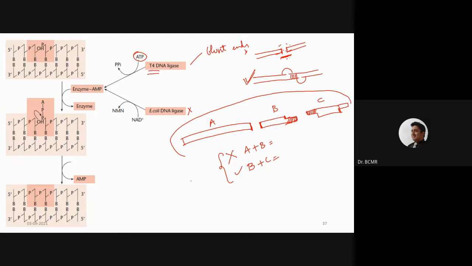Yes, somebody is answering, please go ahead. E. coli. Yes, that's right. T4 DNA ligase can ligate the blunt ends and the sticky ends also. So I would prefer E. coli DNA ligase in that scenario, because it is very inefficient in ligating blunt ends, whereas it is good enough with ligating sticky ends.